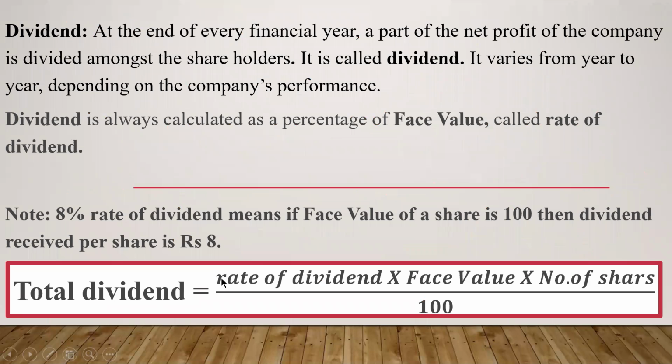Total dividend is equal to rate of dividend into face value divided by 100, because rate is always expressed as a percentage, into number of shares. So that will give you the total dividend. Now, there is one more term.